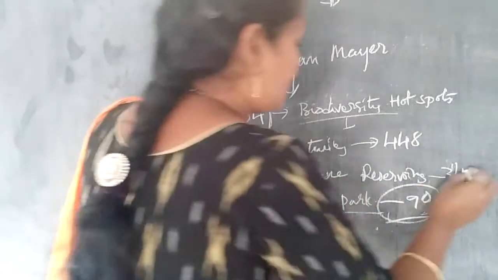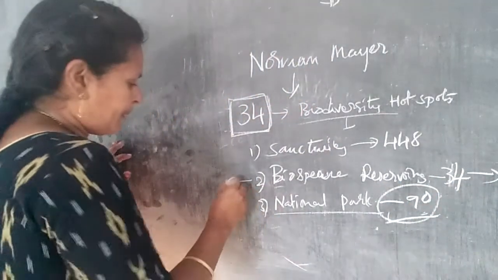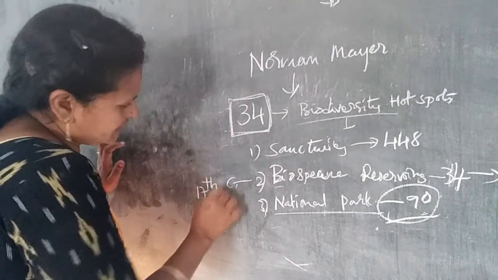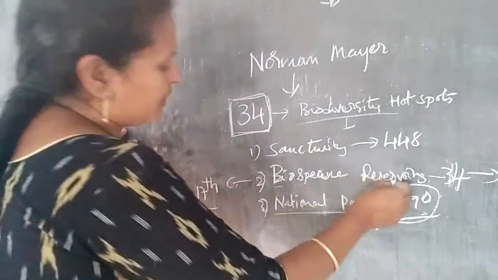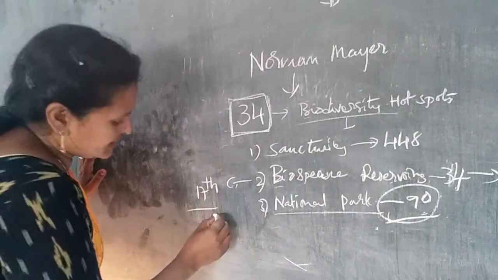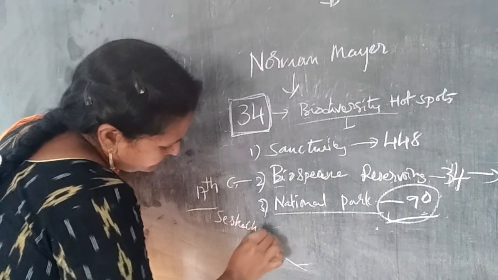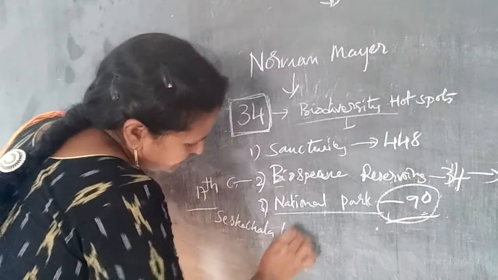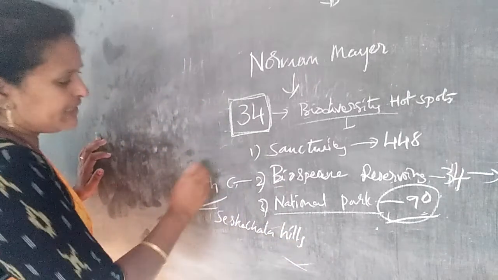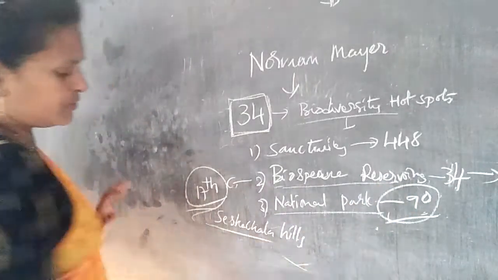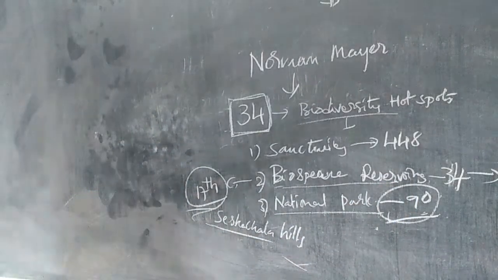Mainly, the 17th biosphere reserve in India is Seshachala Hills. So it is the 17th biosphere reserve of India.